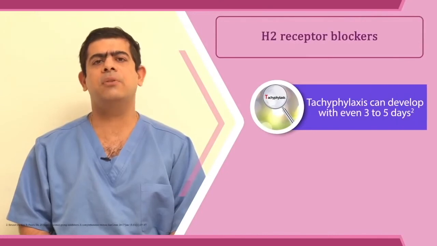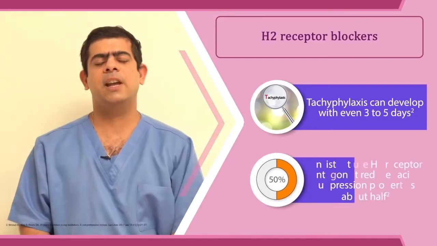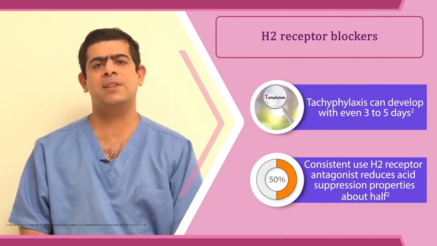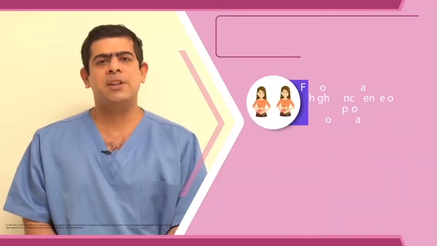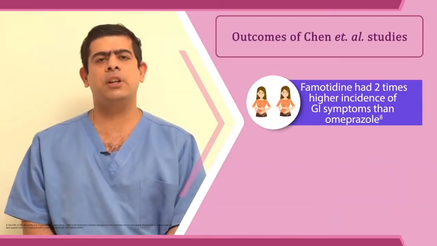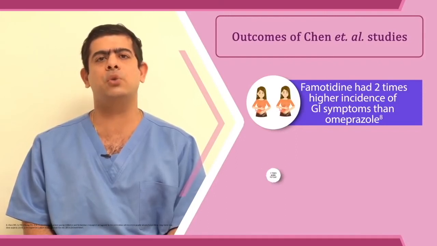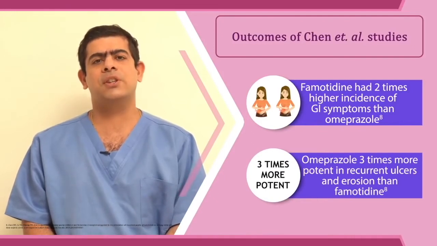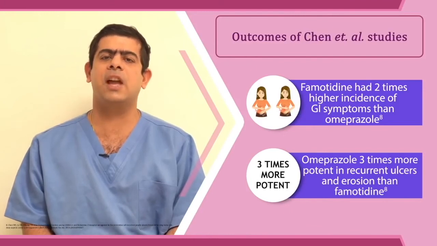Tachyphylaxis can develop with even 3 to 5 days of use of H2 receptor antagonists. It has been found that consistent use of H2 receptor antagonists over weeks and months reduces their acid suppression properties by about half. A study by Chen et al. found that the famotidine group had 2 times higher incidence of GI symptoms as compared to the omeprazole group. They also found that the omeprazole group was 3 times more effective in the treatment of recurrent ulcers and erosions as compared to famotidine.